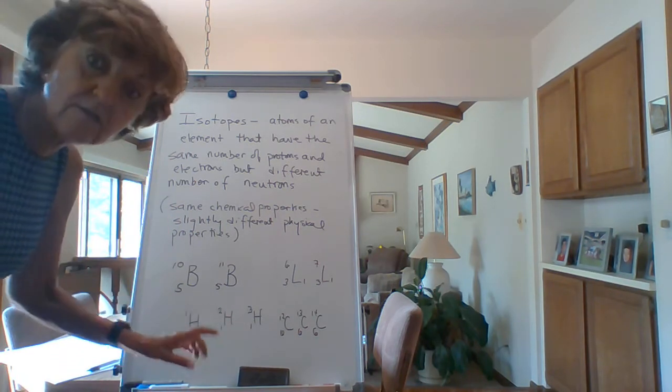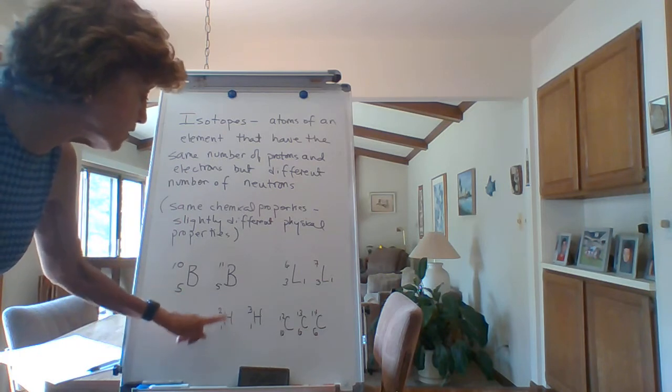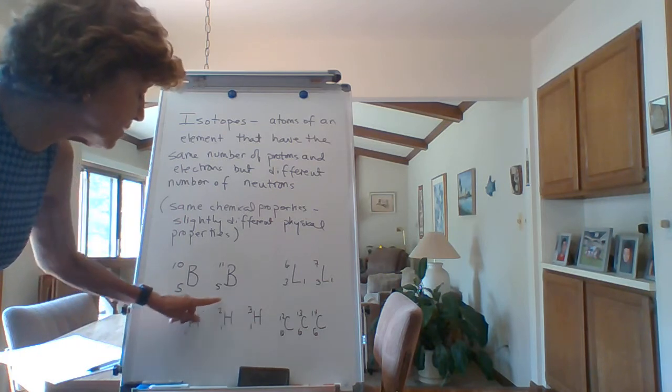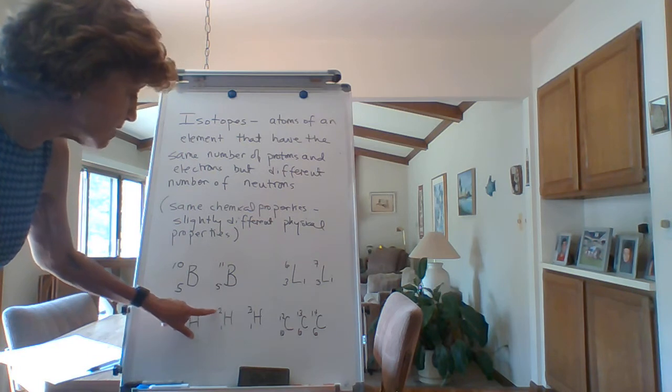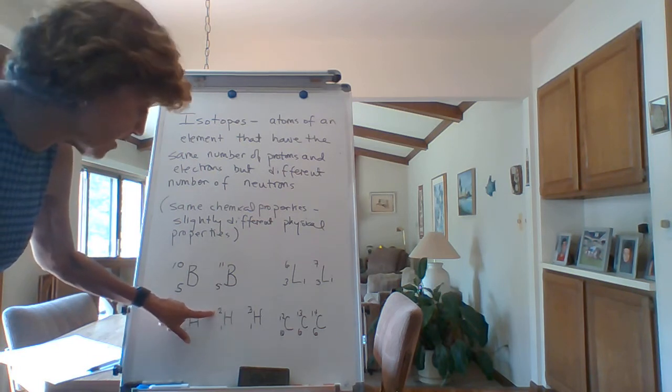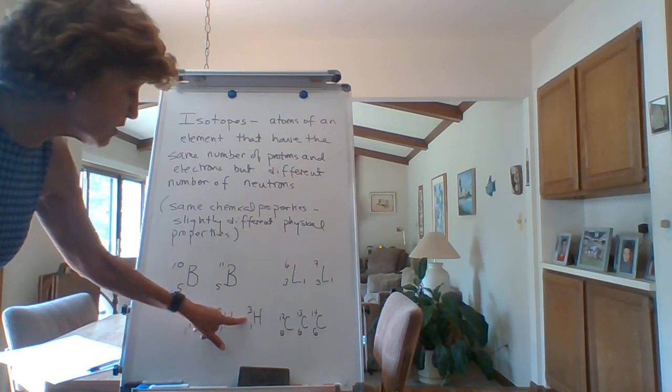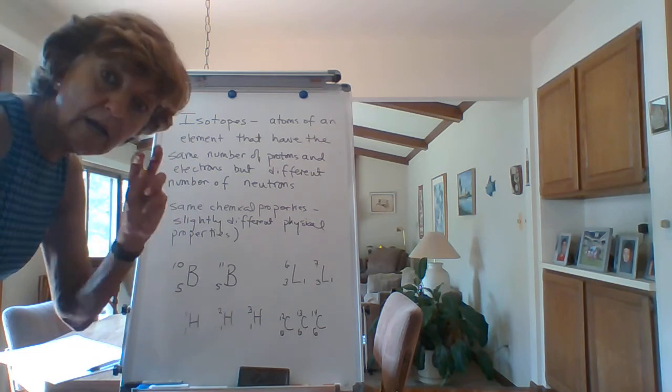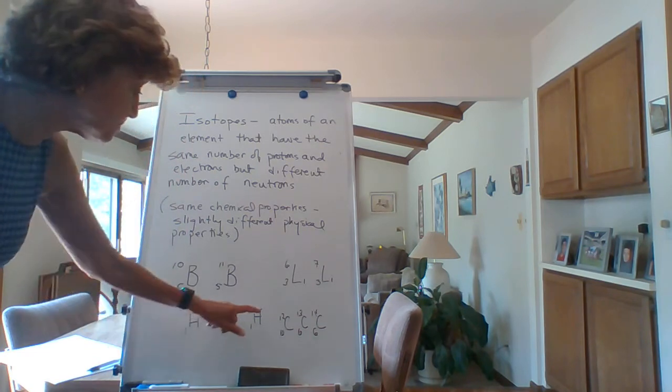But there are isotopes of hydrogen. This is called deuterium and this is called tritium. This hydrogen has 1 proton, 1 neutron. This hydrogen has 1 proton and 2 neutrons, okay?